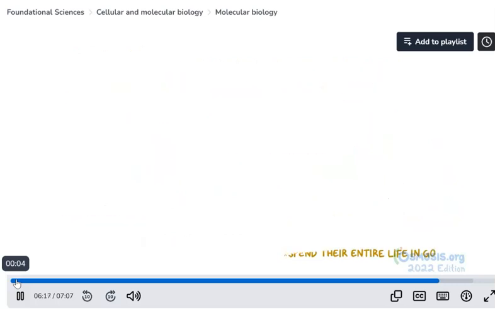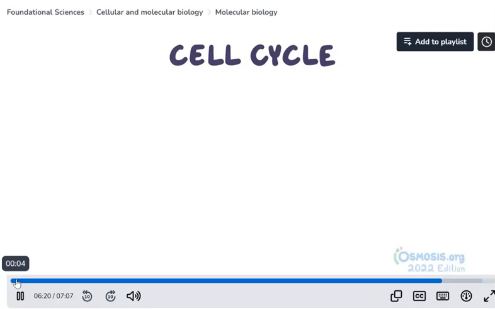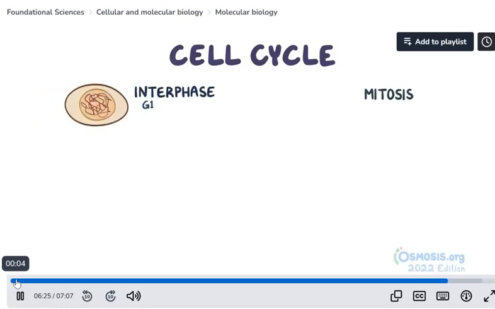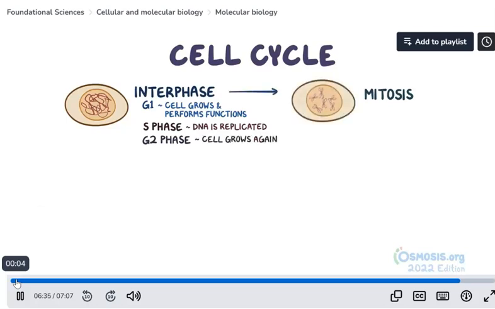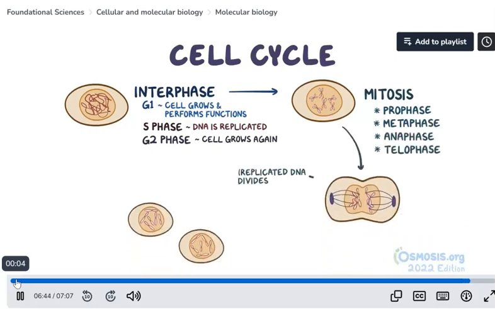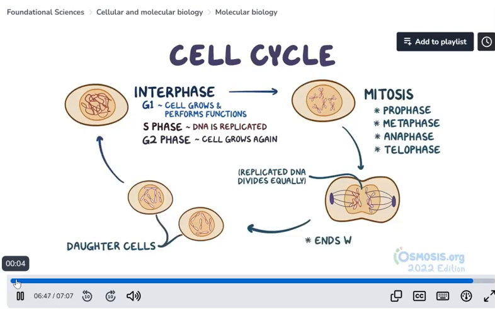All right, as a quick recap, the cell cycle can be divided into two phases, interphase and mitosis. Interphase comprises the G1 phase, during which the cell grows and performs its cell functions, the S phase, during which DNA is replicated, and the G2 phase, during which the cell grows again before entering mitosis. Mitosis can be broken down into prophase, metaphase, anaphase, and telophase, during which the replicated DNA divides equally for the two daughter cells, and ends with cytokinesis, which is when the cell membrane actually divides to form the two new cells.